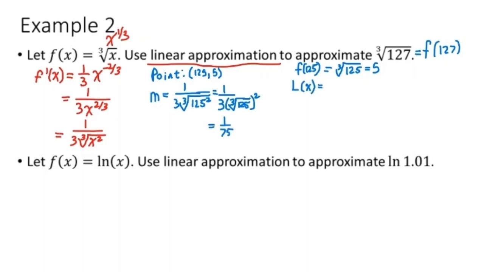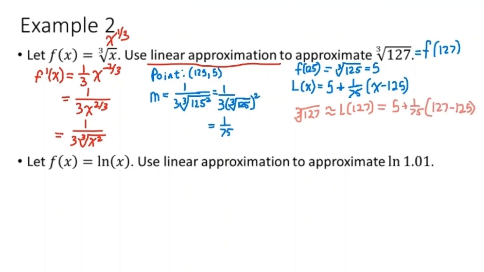So our linear approximation L of x, using the slightly modified point-slope form where we add the y1, will be 5, which is our y1, plus 1 over 75, our slope, times x minus 125. Now we could simplify this, but since we're plugging a value in, we'll just keep it as is. Because we're trying to approximate the cube root of 127, the cube root of 127, thanks to our linear approximation, is approximately equal to L of 127, which will equal 5 plus 1 over 75 times 127 minus 125, which will equal 377 over 75.